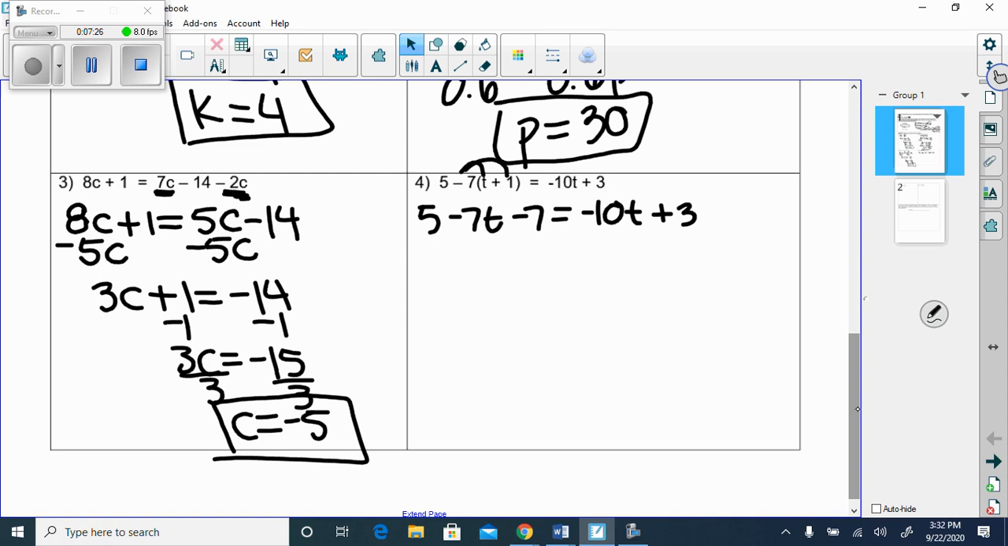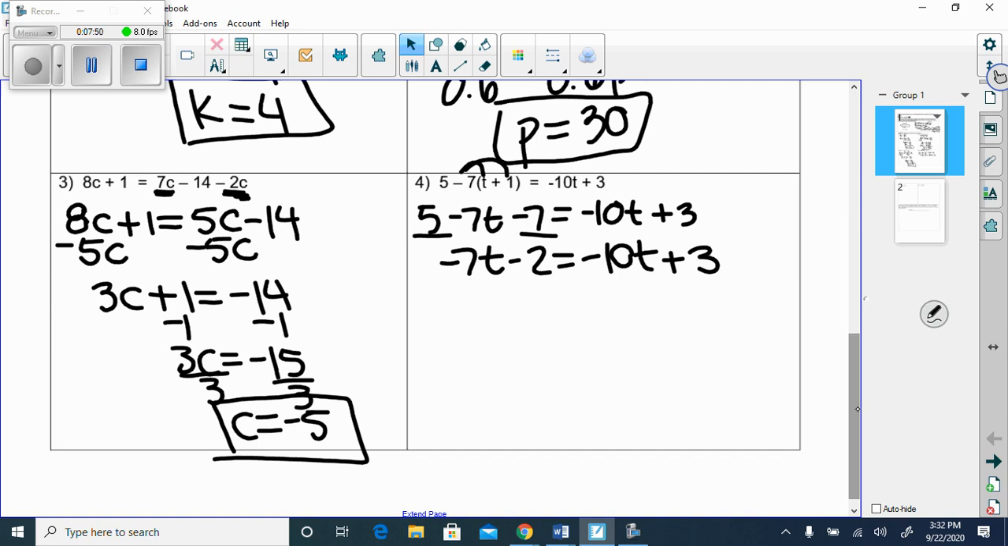Okay. Yeah, we got to combine our like terms first. So I've got a positive 5 and a negative 7. What is 5 minus 7? Negative 2. Good. So I've got negative 7t minus 2 equals negative 10t plus 3.